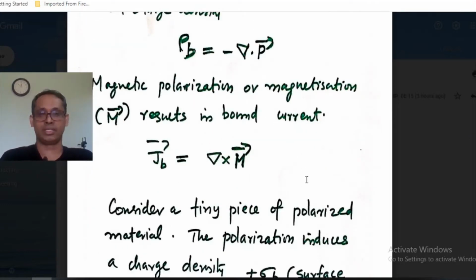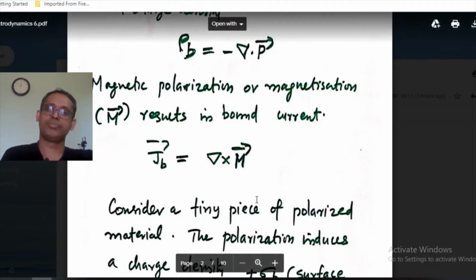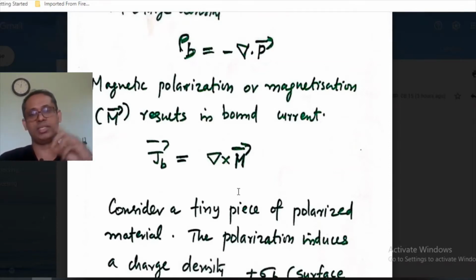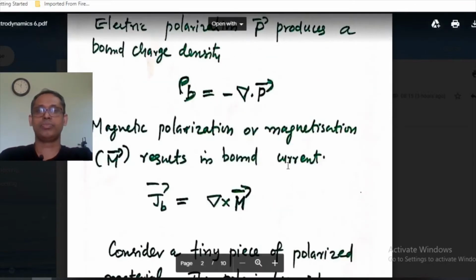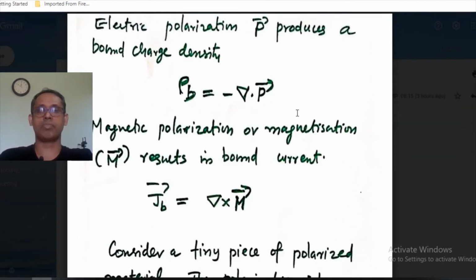Another quantity that we considered in the section on magnetism is the magnetic polarization, or magnetization, M. Under the application of an electric field, we have the electric polarization, denoted by capital P, and under the application of a magnetic field, we have the magnetization, denoted by M, and the bound current density is given by J b equal to del cross M. These two equations we have seen in the previous semester: rho b equal to minus del dot P for the electric polarization, and J b equal to del cross M for the magnetization M.